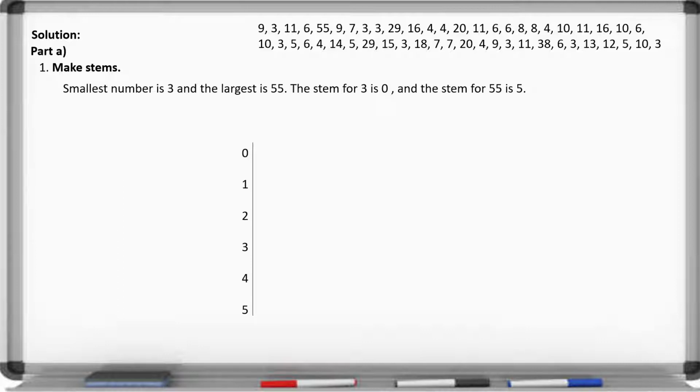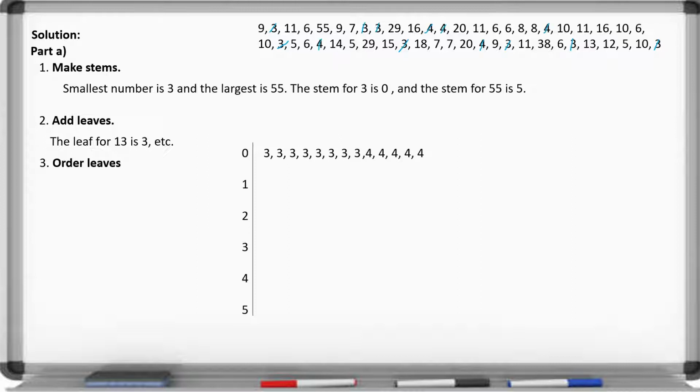Next we want to add the leaves and order them. The leaf for 13 is 3 and the stem for 13 is 1. So we're going to go ahead and order the leaves. Starting with the 0 stem, I cross out the numbers. I see eight 3s. For 4s, I see five 4s, so I cross them out and list them. I see three 5s, so I cross them out and list them out. Then 6s, and then three 7s.